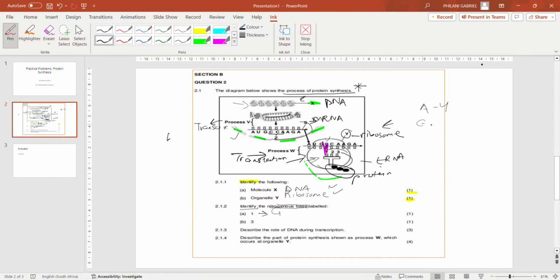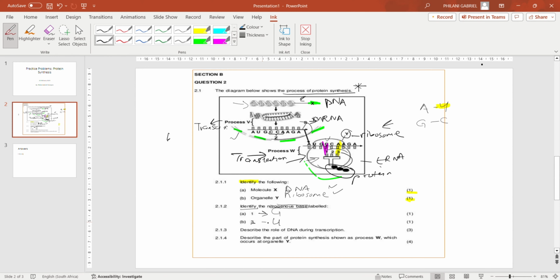So now we go to nitrogenous base number 3. Nitrogenous base number 3 here, we can confidently see that it is pairing up with A on the mRNA. So what pairs up with A, we know that it definitely has to be uracil. So it means that we can write here that 3 is actually U, which is uracil.